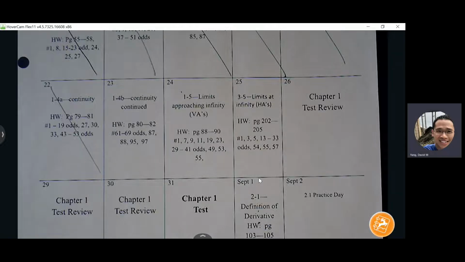Good. So in your packet, we're going to be on page 14. But you can just kind of stay on that page. I want to just kind of recap some of the things that we did yesterday.